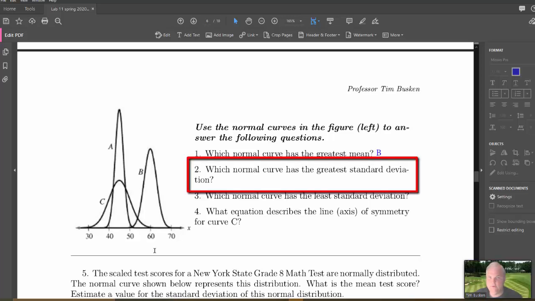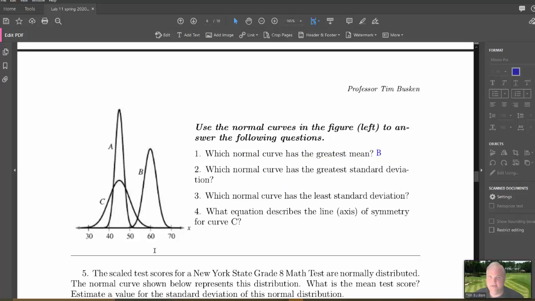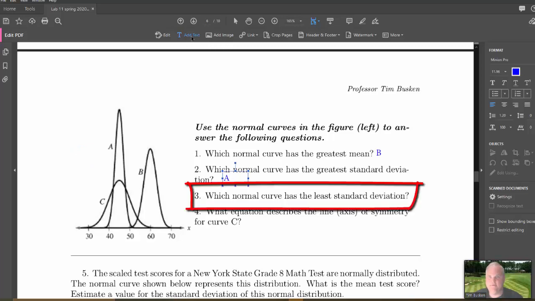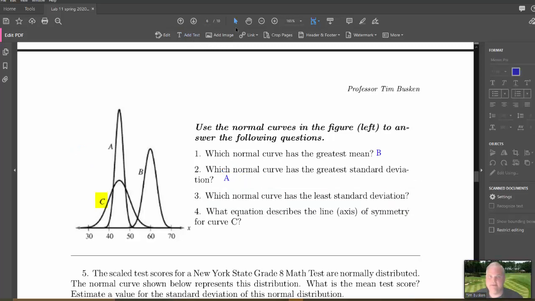Question 2, which normal curve has the greatest standard deviation? That's of course going to be A, because A has the tallest peak. It is also the narrowest and skinniest of the 3 curves. Question 3, which normal curve has the least standard deviation? That's going to be C, simply because it's the only curve of the 3 that has the shortest peak, and you can tell that the graph is more spread out along the x-axis compared to the other 2.